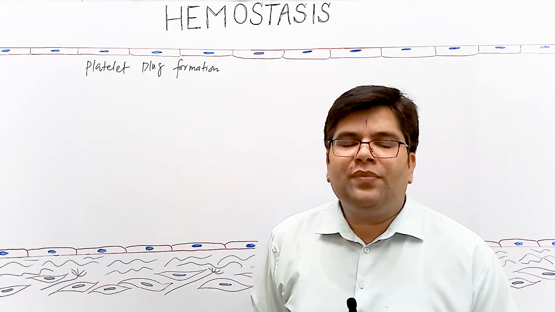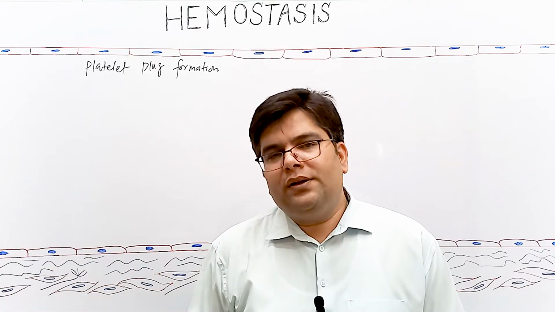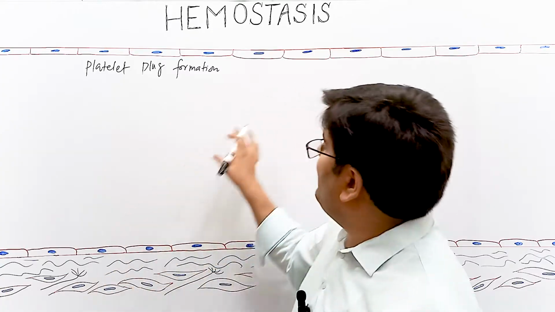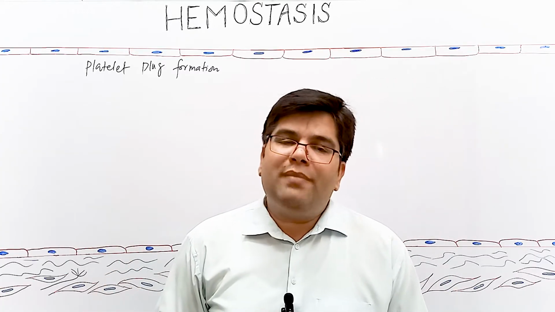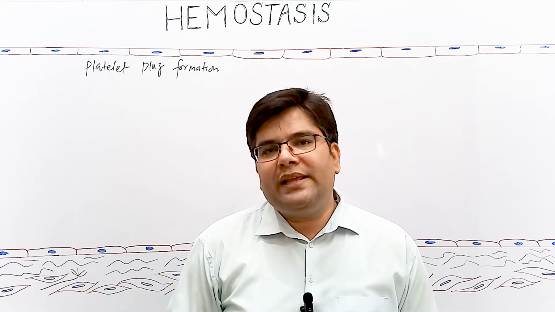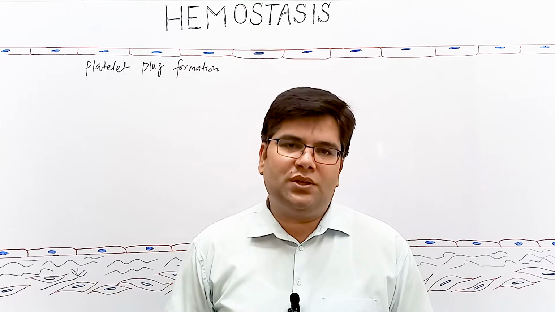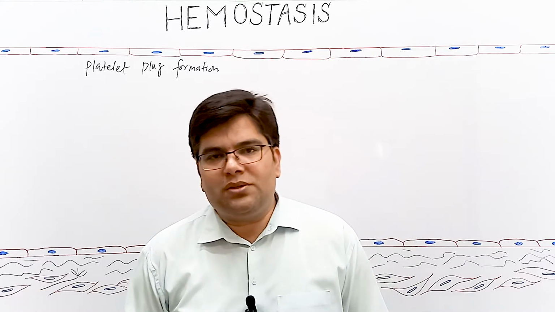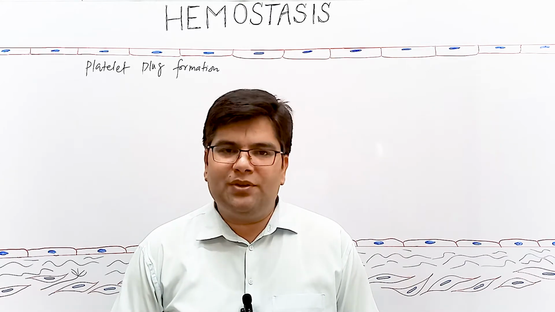It's a weak plug. Platelets are small fragments which are present in our plasma, and they are made from megakaryocytes. The diameter of platelets is just 2 to 4 micrometers, and their number is about 150,000 to 350,000 per microliter or per millimeter cube.